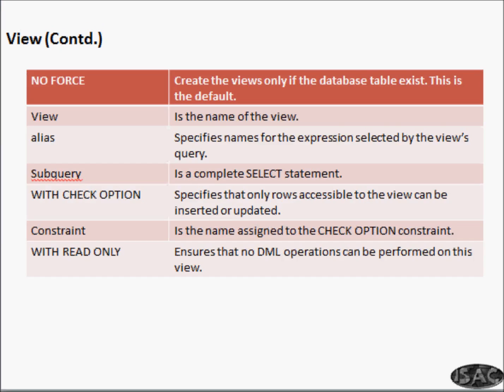Look at see. So view is the name of the view. Alias specifies the name for the expression selected by the view's query. Okay. Subquery, you can write the select statement. With check option, specify that only rows accessible to the view can be inserted or updated. Constraint, you can just give the name of the constraint for the check option. Okay. And for the read only constraint which you are going to apply on the view. With read only, ensure that no DML operations can be performed on this view. Right? Good.